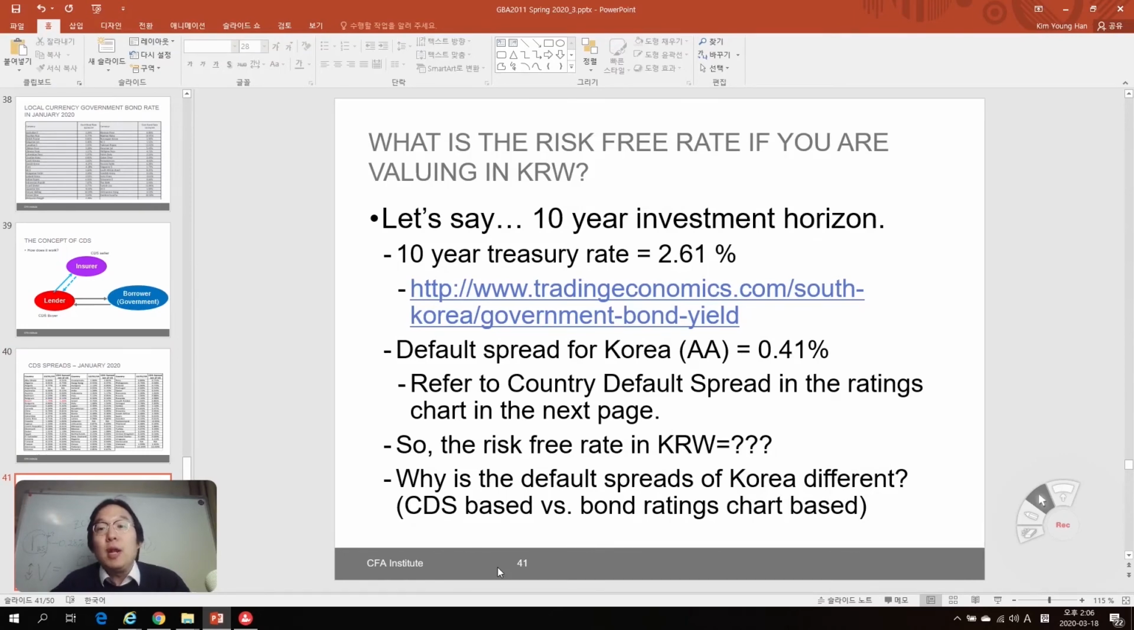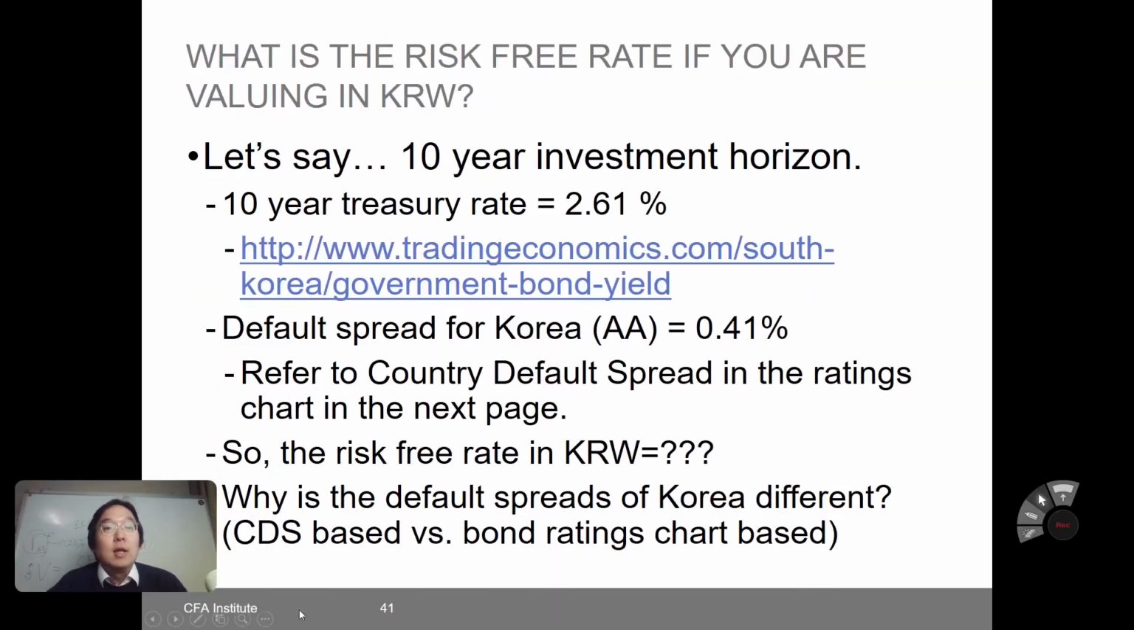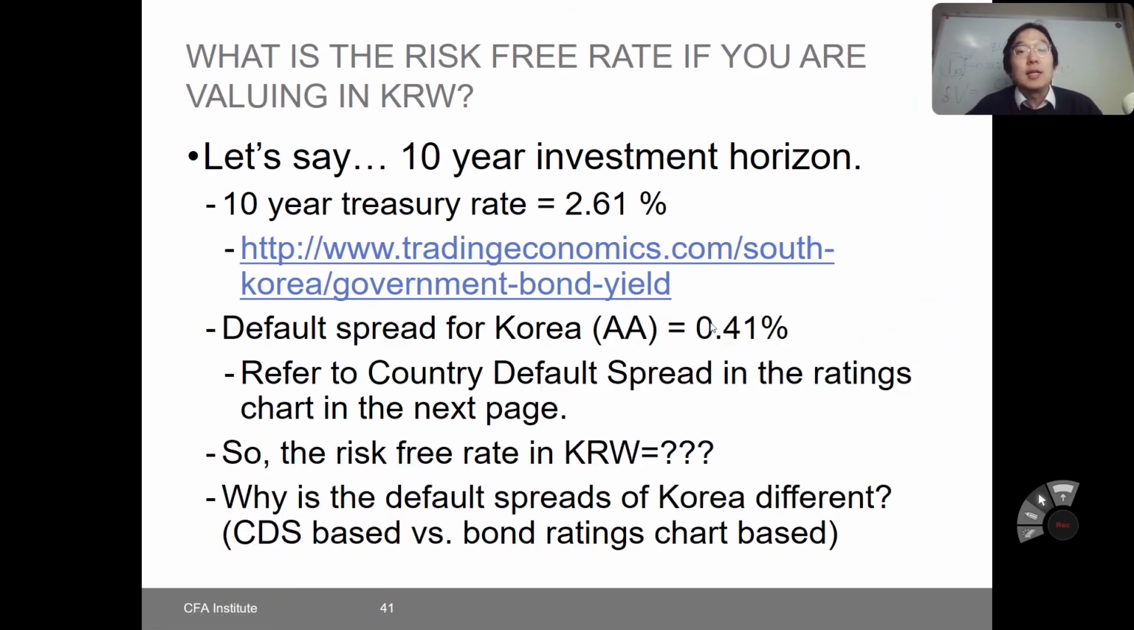What is the risk-free rate if you are valuing in Korean won? Let's say 10-year investment horizon that you got, and then 10-year Korean Treasury rate, it turns out to be 2.61 percentage point. Now, even if you're valuing in Korean won, right? This is not a true risk-free rate. It's just a usual risk-free rate people say in Korean denomination, but you want to be stringent over here to get to the estimate of true risk-free rate. What do you do? Subtract the default spread of Korea. Well, default spread of Korea, which is 0.41 percentage point in this question. So subtract this thing out.